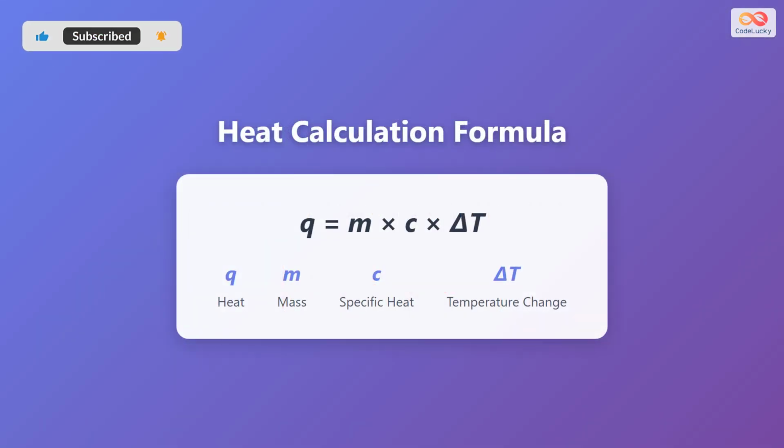To calculate heat transfer, we use the formula Q equals m times C times delta T. Q represents the heat transferred, measured in joules. M is the mass of the substance in grams. C is the specific heat capacity, which is a unique property of each substance. Delta T represents the change in temperature, calculated as final temperature minus initial temperature. This formula is the cornerstone of all calorimetric calculations.